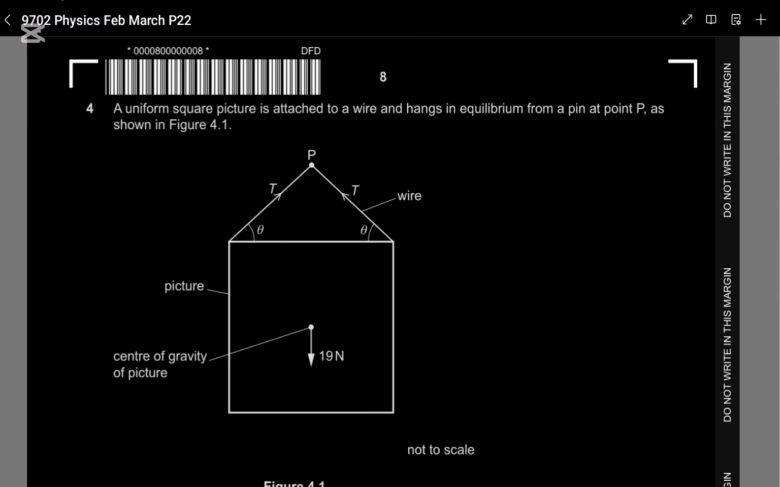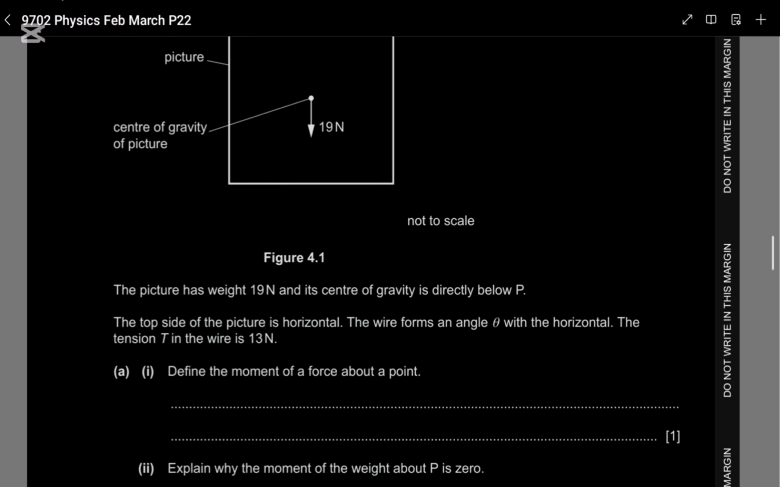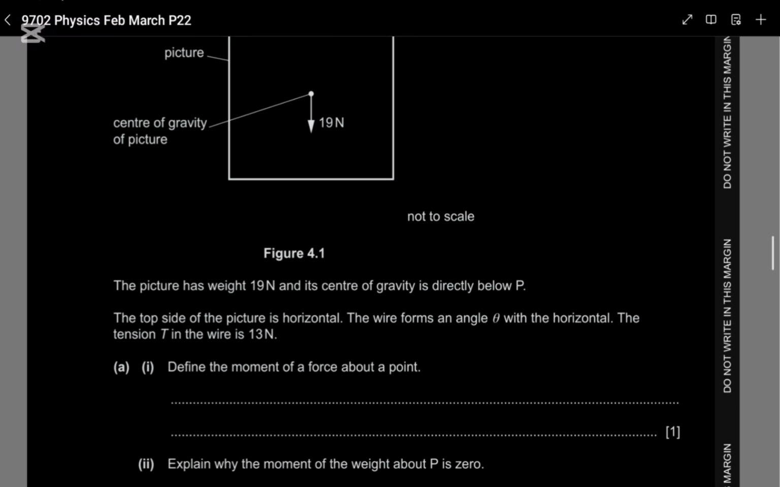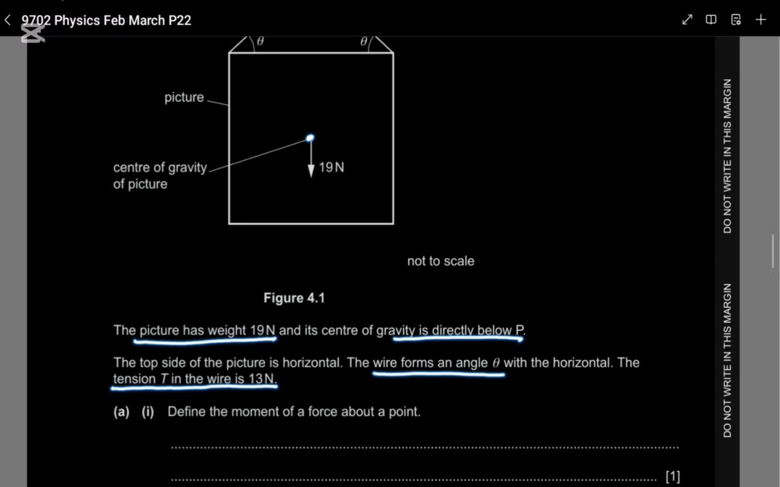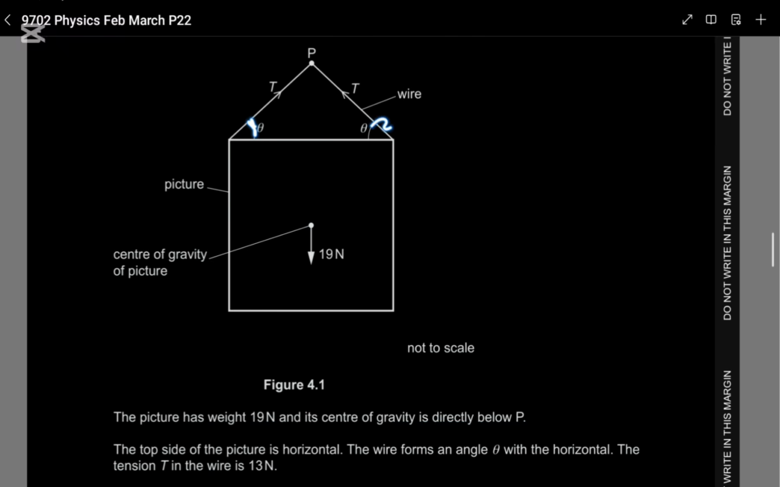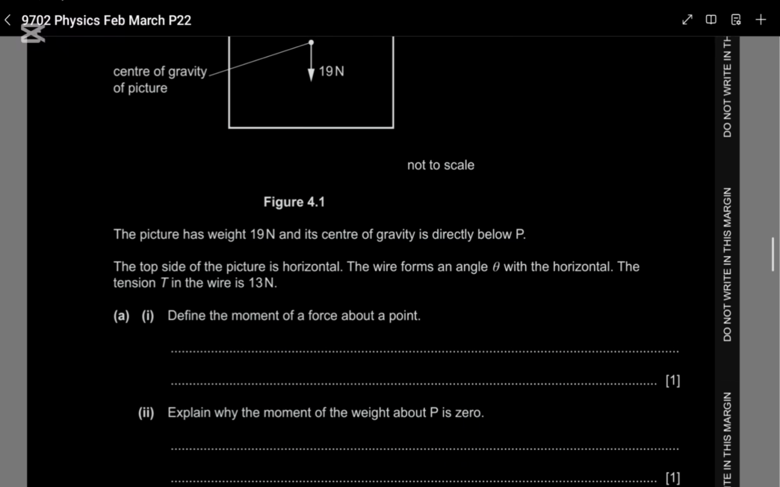Question number 4. A uniform square picture is attached to a wire and hangs in equilibrium from a pin at point P, as shown in figure 4.1. Let me just give you the key information. The picture has a weight of 19 Newton, and the center of gravity is directly below P. They said that the tension in the wire is 13 Newton, and the wire forms an angle of theta with the horizontal, which is shown. So that's the key information.